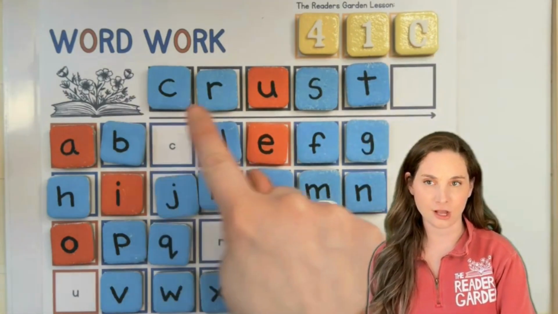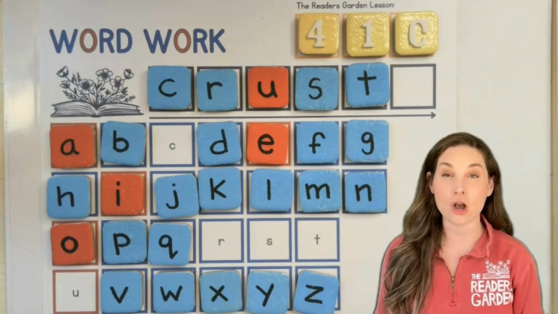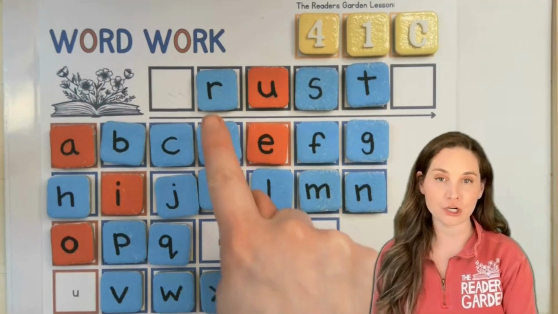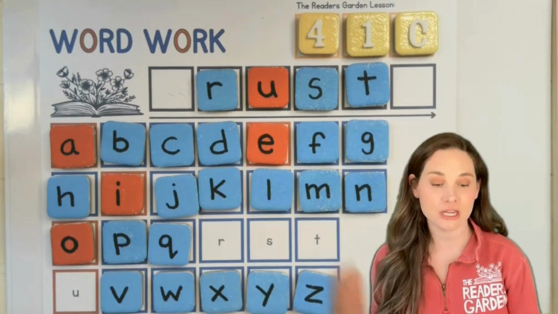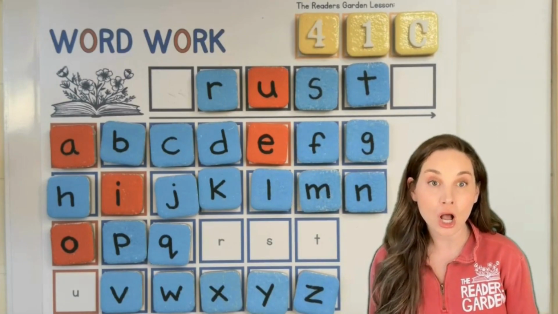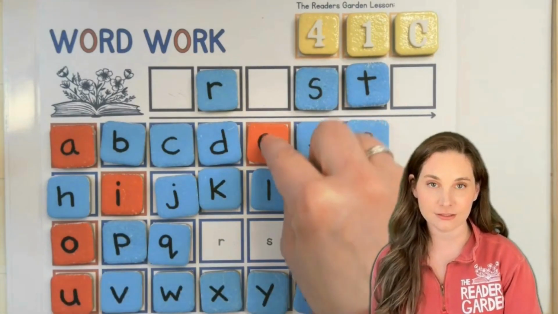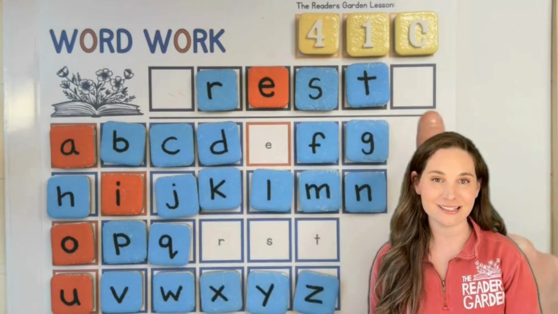Crust. Ooh, that's a long word. Crust. Very good. Now go ahead and take off the C. And what word do you have now? The word is rust. Now, how do you change rust to rest? I'm going to take off that U and just slide up my E, and I get rest.